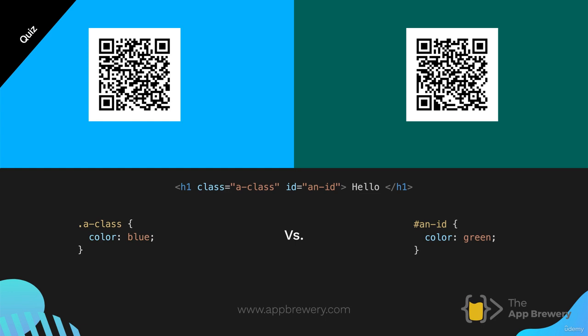And once you've made your selection, go ahead and use your QR code reader to scan the QR code that corresponds to your answer, blue or green, and then you will see a GIF to tell you whether you got it right or wrong. So you have 30 seconds starting now.